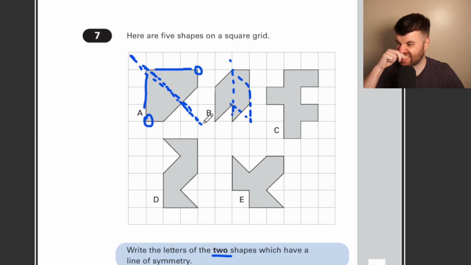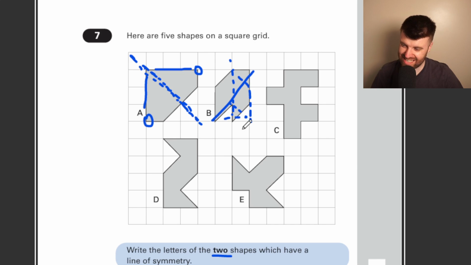That just doesn't exist. And the line across here, no, it wouldn't line up exactly. This just doesn't match up. Same for C, doesn't match up. D is interesting. D has symmetry, but it doesn't have a line of symmetry.